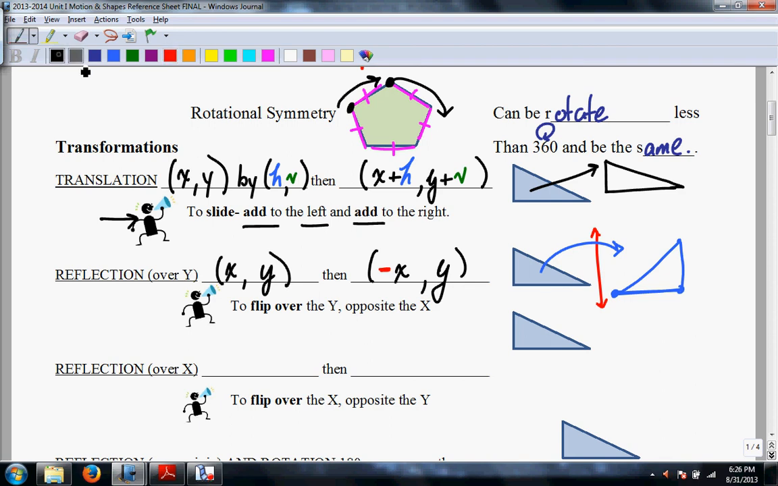Say this out loud 3 times. To flip over the y, you opposite the x.